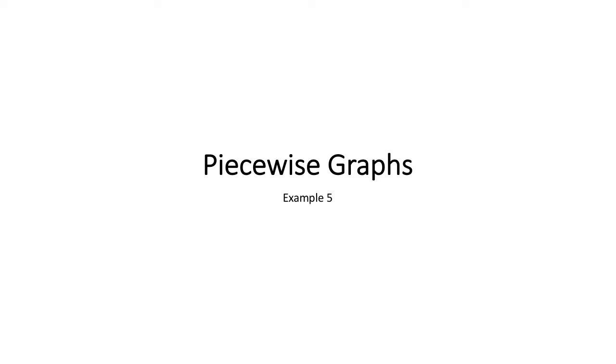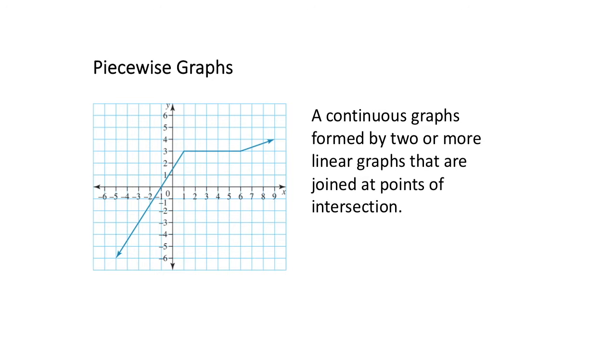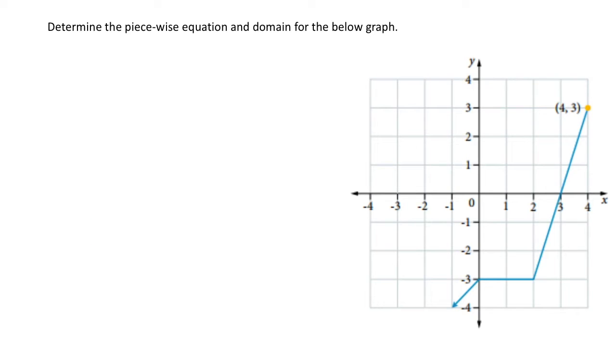This video is going to have a look at piecewise graphs and go through an example of how we determine the equations from a piecewise graph. A piecewise graph is a continuous graph formed by two or more linear equations that are joined at points of intersection. In this example, we want to determine the equations from the piecewise graph and their domains.